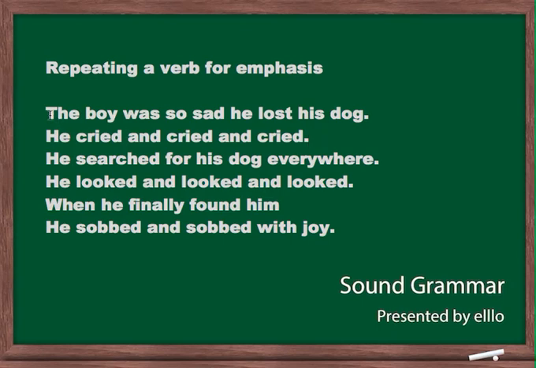So, for example, the boy was so sad he lost his dog. He cried and cried and cried. He searched for his dog everywhere. He looked and looked and looked. When he finally found him, he sobbed and sobbed with joy. And sob just means to cry with a lot of emotion. So we often use this for emphasis, just repeating the verb again and again.